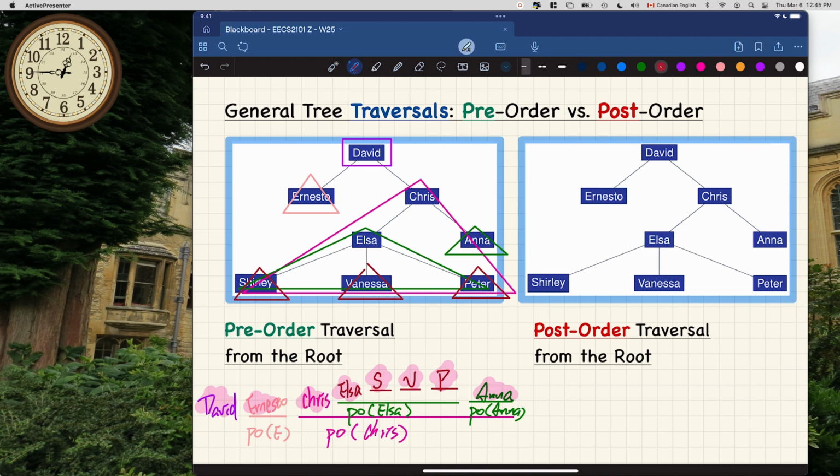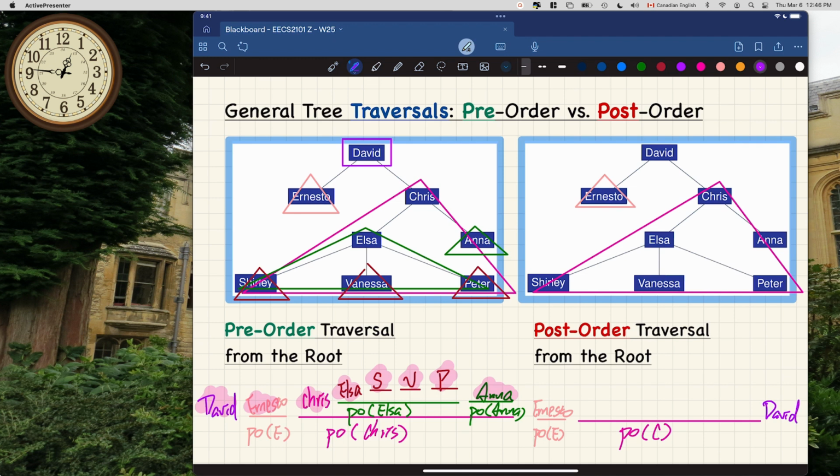If I want to do post order on this tree, the same tree here, David, unfortunately, will be visited last. Right? So that means I'm going to do Ernesto post order. Post order of Ernesto will be just Ernesto. It's a base case. And then I'm going to do post order of Chris, which is going to be something big. I'll put it here. And then that will be the post order of Chris. And for the parent, which is David, it is going to be the last.